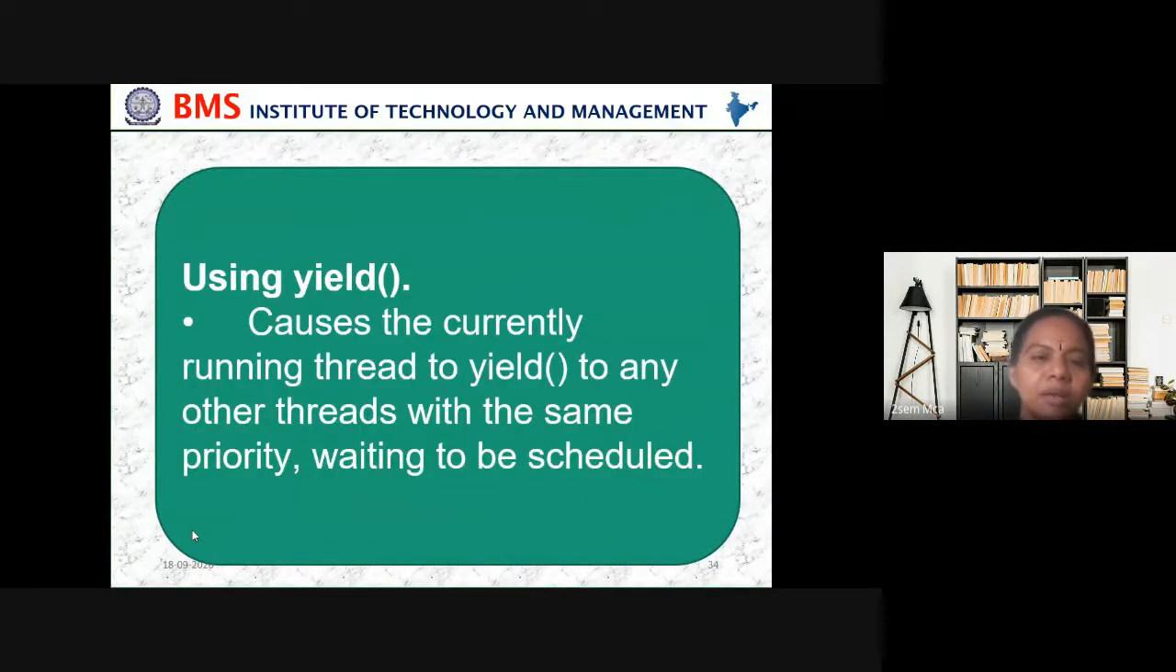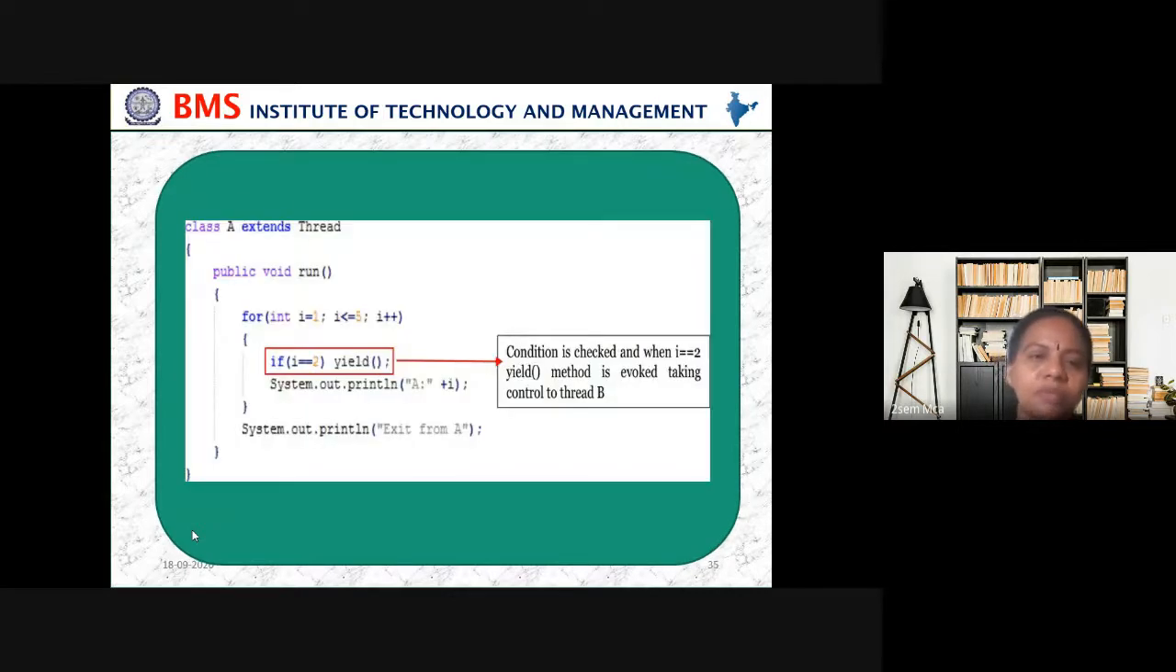Next is using yield. This causes the current running thread to yield to any other threads with the same priority waiting to be scheduled. So that's what you can see here. So what we do here: class A extends Thread, public void run. Then for int i equals 1, i is less than or equal to 5, i plus plus. If i equals 2, yield, System.out.println. So the condition is checked and when i is equal to 2, the yield method is invoked, giving control to another thread. So that's what System.out.println, then exit from A.